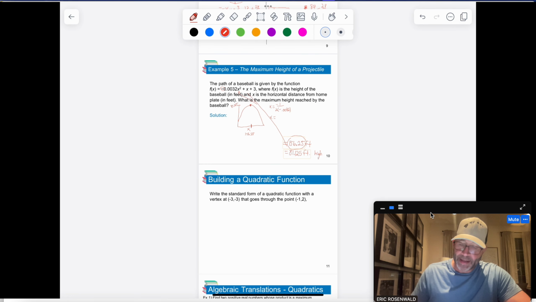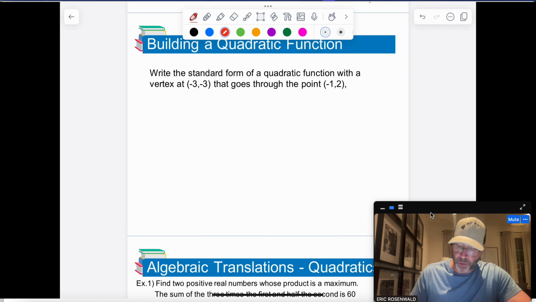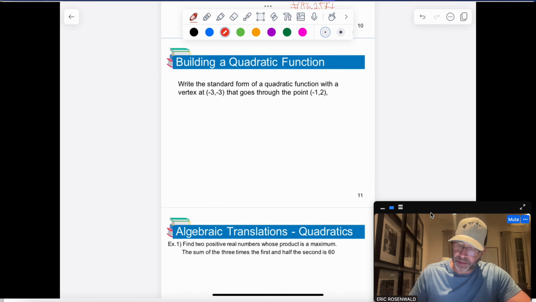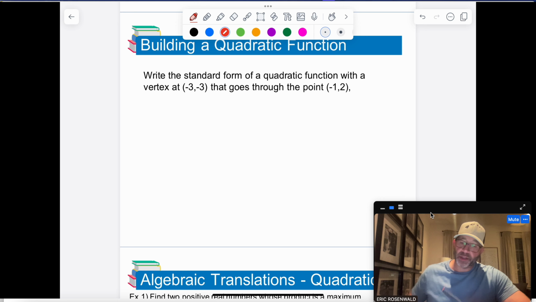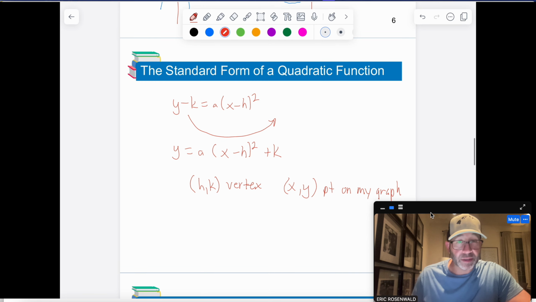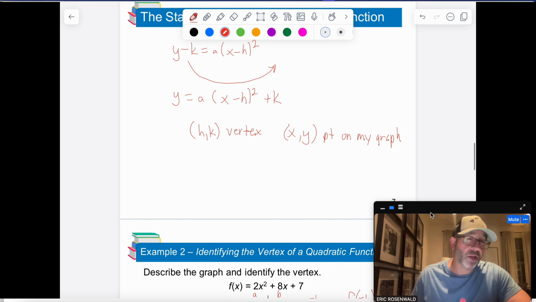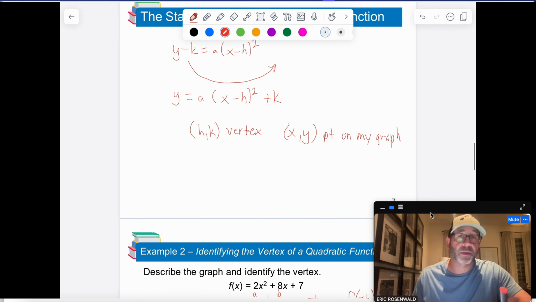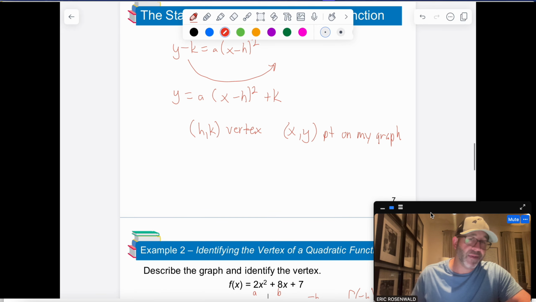All right, let's move on to some more fun stuff. We've only got a couple slides left here. This one, we're writing the standard form of a quadratic function with a vertex of y at -3 and a point -1, 2. Now, I already talked to you guys about that. That's this right here. That's just taking this equation that we see right here, plugging in a vertex, plugging in a point, and the only thing that's missing is the a value.